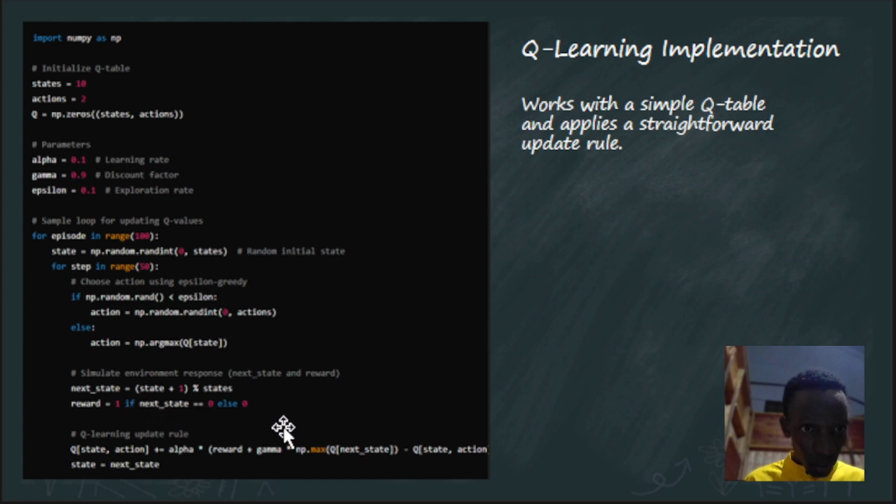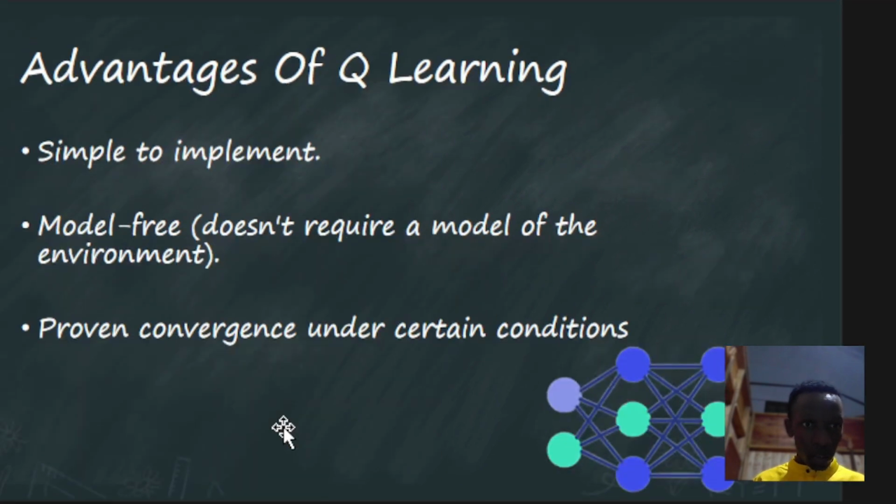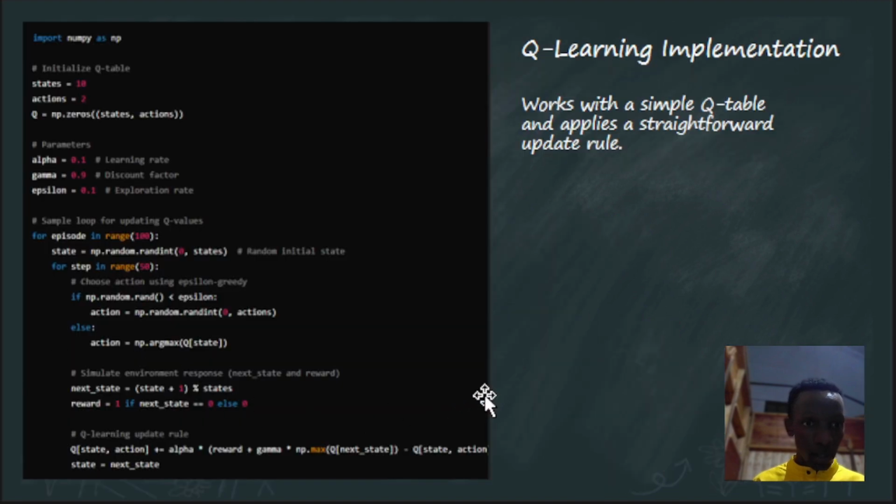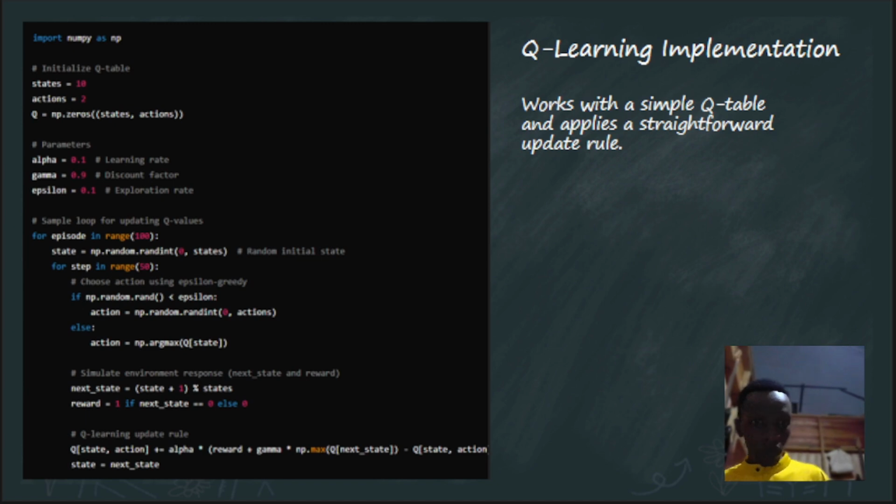And here you can simulate the environment response, so that you can get the reward and know the next state. And going downwards, the Q-learning update rule is as below. So there it calculates the state and the action.